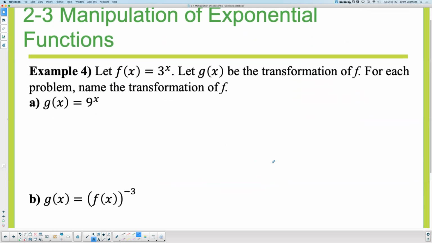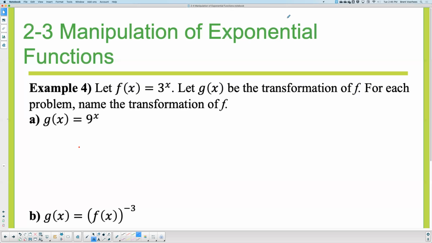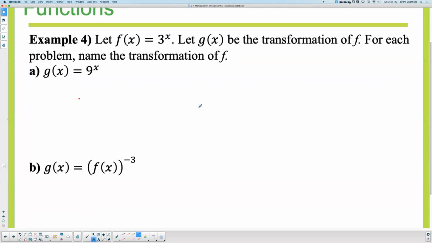All right, this time we're going to play around with change of base. So example 4, and I believe we'll wrap up after this. Let's look at example 4 where it says let f of x be 3 to the power of x, let g of x be the transformation of f. For each problem, name the transformation of f. Okay, so right now, this doesn't look like 3 to the power of x at all. So let's try to get it to become a 3 to the power of x with the transformation. So what could we do to 9? 1/9. What is 9 in terms of a base of 3?